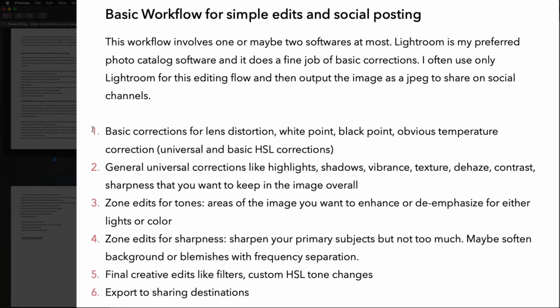Then we move into general universal corrections, which is just our highlights, shadows, texture, dehaze, contrast, sharpness, those basic settings that we saw in each of the photo softwares that I just pulled up for you. And if you're just getting into some processing, that may be where you stop. You're just going to do step 1 and 2 there, and that's it. That's good for you.